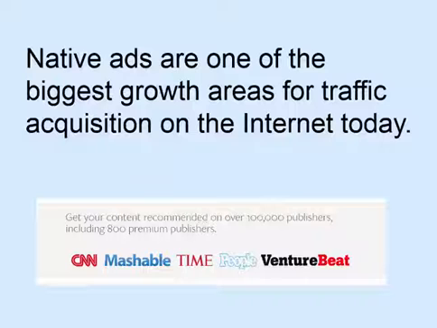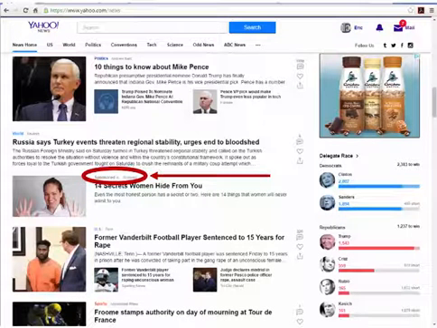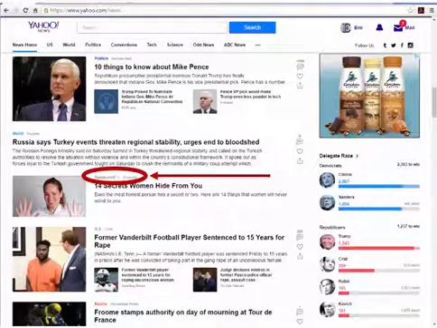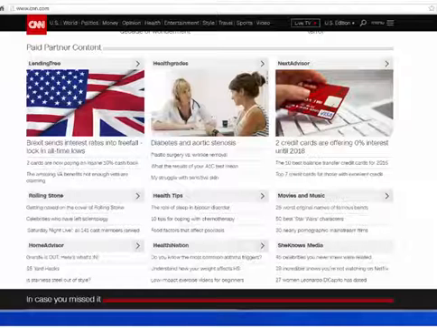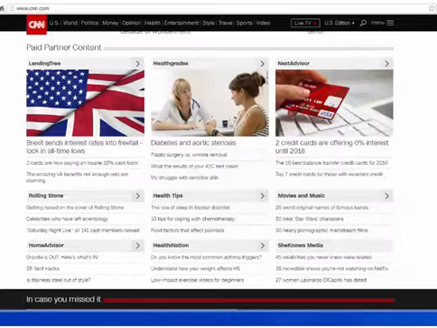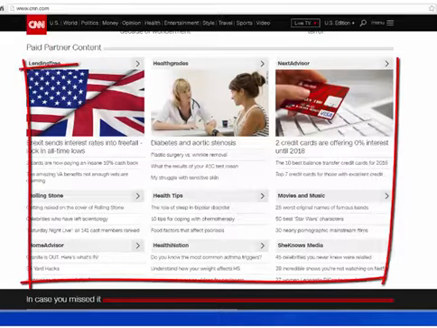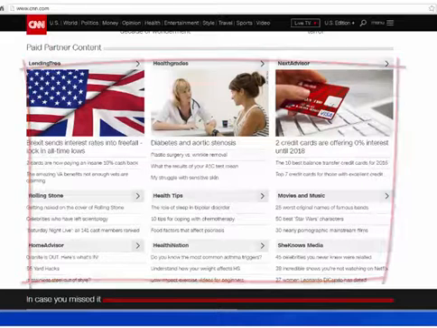Native ads are one of the biggest growth areas for traffic acquisition on the internet today. Most of the big-name publishers are using native ads for monetization, and I'm talking about literally thousands of big-name publishers like Yahoo. If you look closely, you can see that they put sponsored ads right in line with regular news articles. CNN, obviously a big company. The amazing thing about native ads is that you can have your own ad listed and recommended on a big site like CNN in a matter of days. These look like articles, but all of it is paid content.